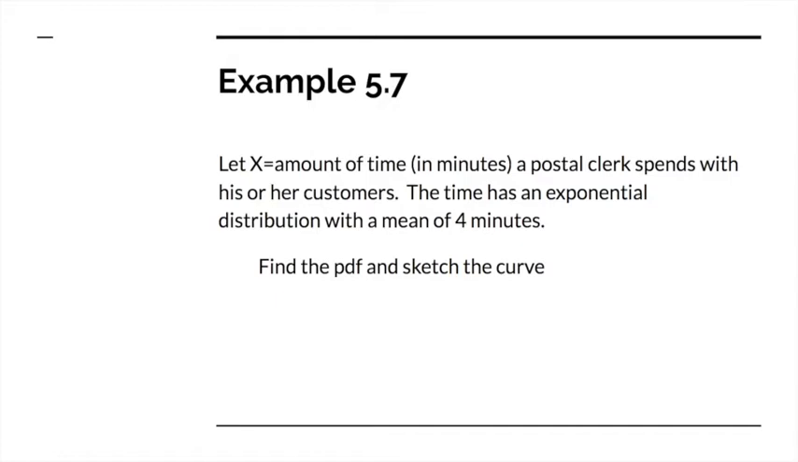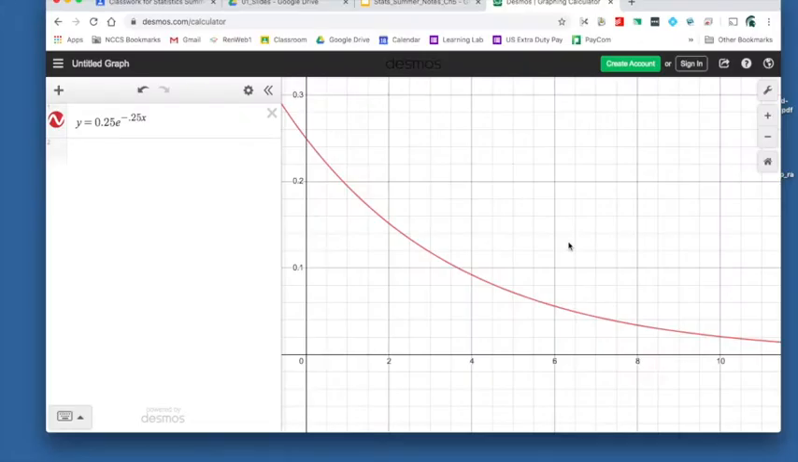It's not terribly difficult to find m in this case. m is just going to be 1 over 4, or 0.25. So our PDF function will be 0.25 e to the negative 0.25 x. So let's take a look at Desmos and see what that looks like. Alright, so here we have our PDF function, 0.25 e to the negative 0.25 x.